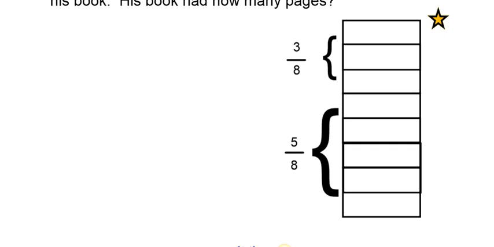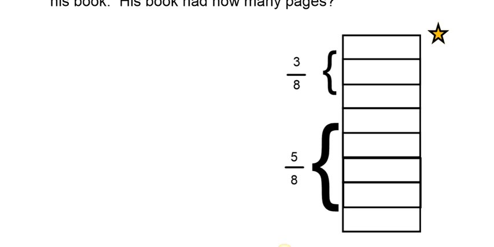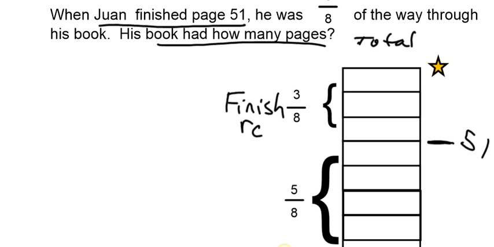All right, so we break it down like this. We create a diagram like this, and we need a total up here, but we don't know it. That's actually what we're looking for, how many pages are in the book. So we have to use the information that we are given. Juan finished 51 pages, and by the time he was done, he was 3/8 of the way done with the book. So we could say 3/8 finished or 3/8 read.